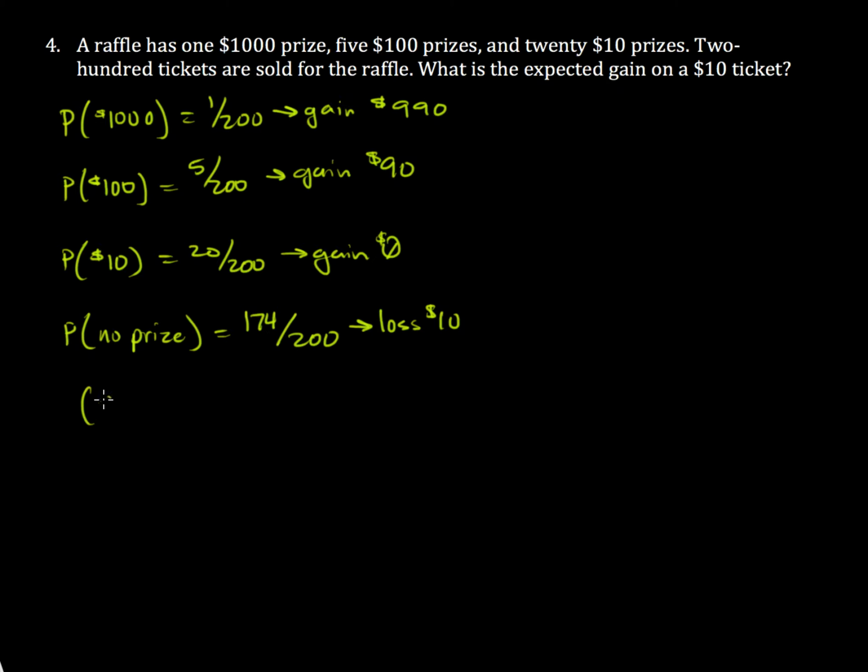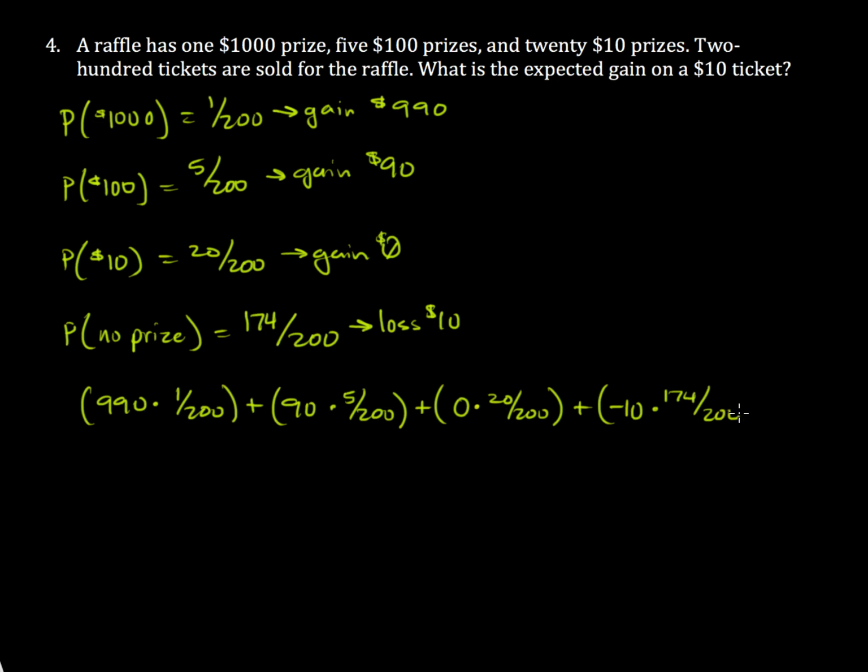So if we're going to look at our expected gain for a ticket, we're going to take the $990 that we gained by winning the grand prize and multiply it by that probability of 1 over 200, plus the $90 we gain if we win $100 times that probability of 5 over 200, plus a $0 gain times the probability of 20 over 200, plus a loss of $10 times the probability of 174 out of 200.